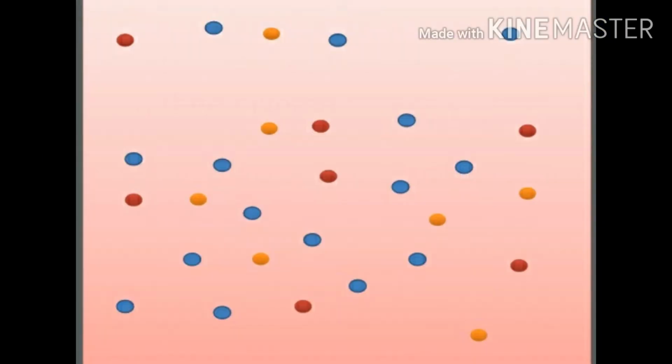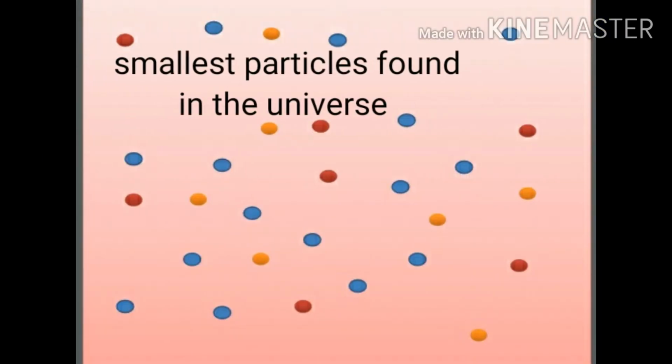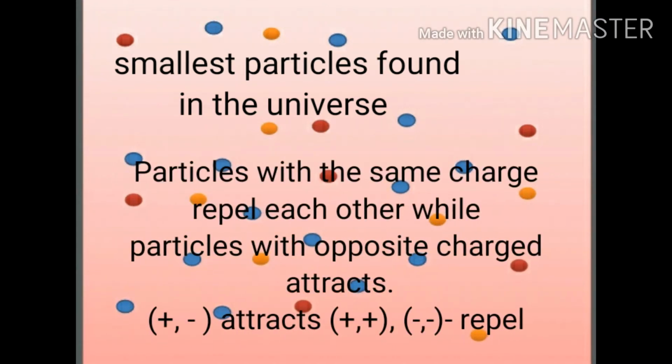Let's discuss first about atoms. Atoms are the smallest particles found in the universe. Particles with the same charge repel each other, while particles with opposite charge attract.